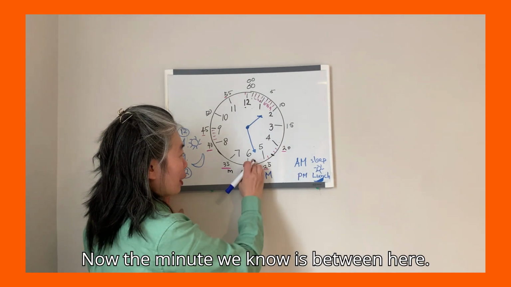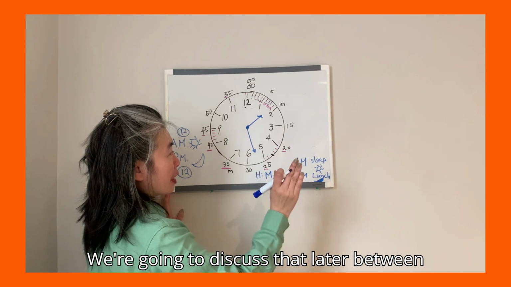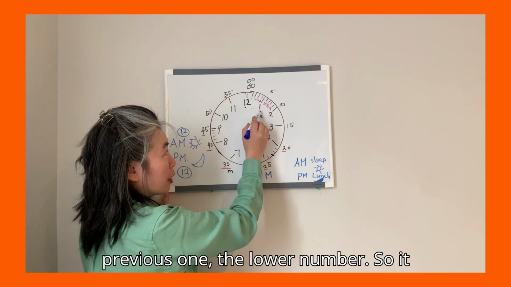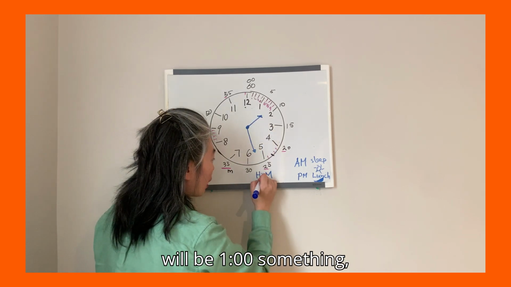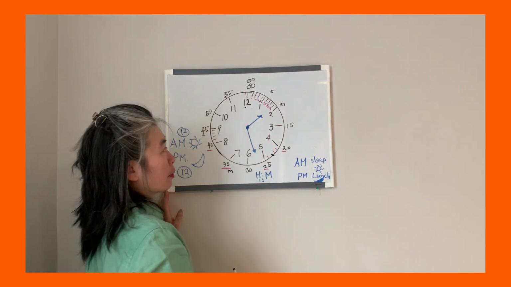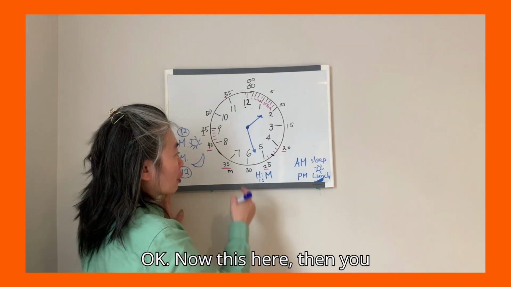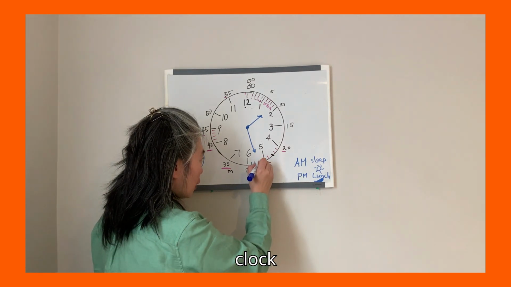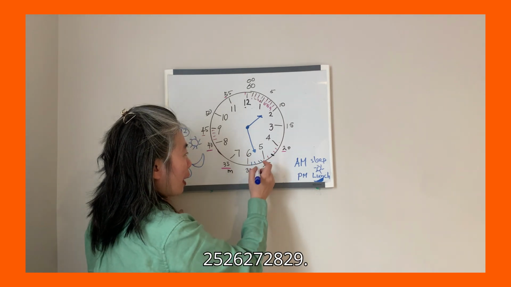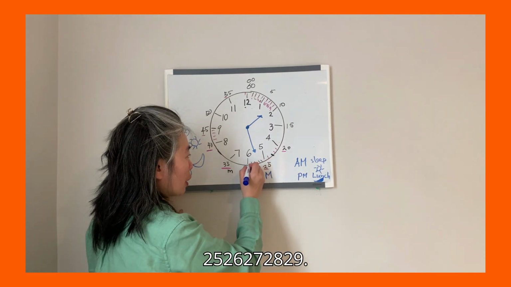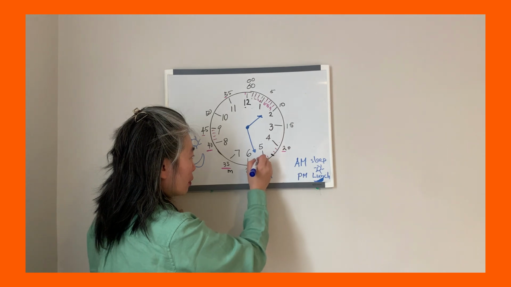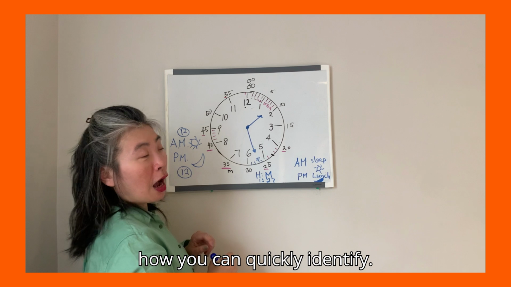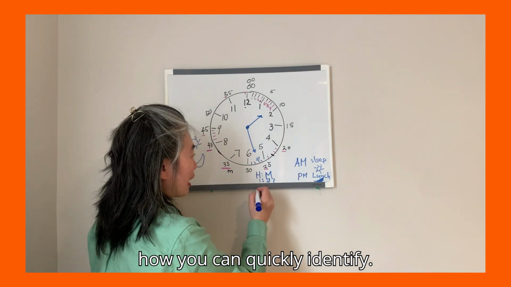Now the minute we know is between here. We're going to discuss that later. Between 1 to 2, we always go for the previous one, the lower number. So it will be 1 o'clock something. Okay, now this here, then you got to look at the graduation on the clock. 25, 26, 27, 28, 29. So this one, 27. That's how you can quickly identify.